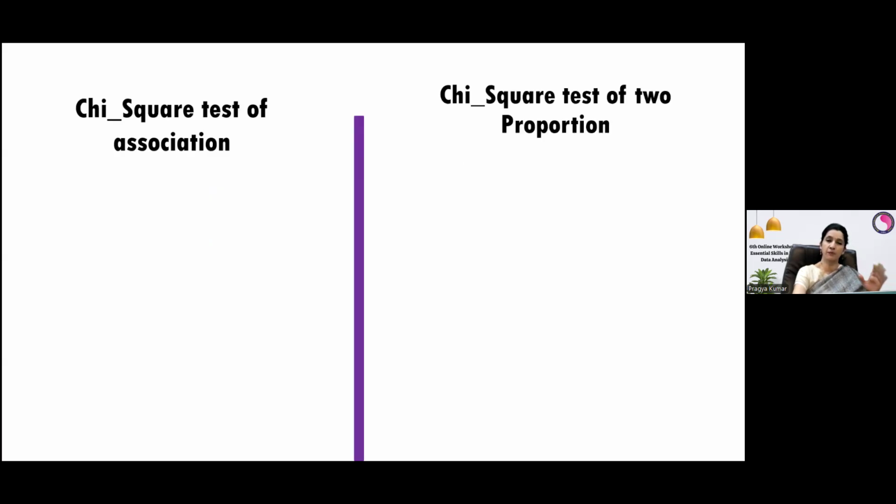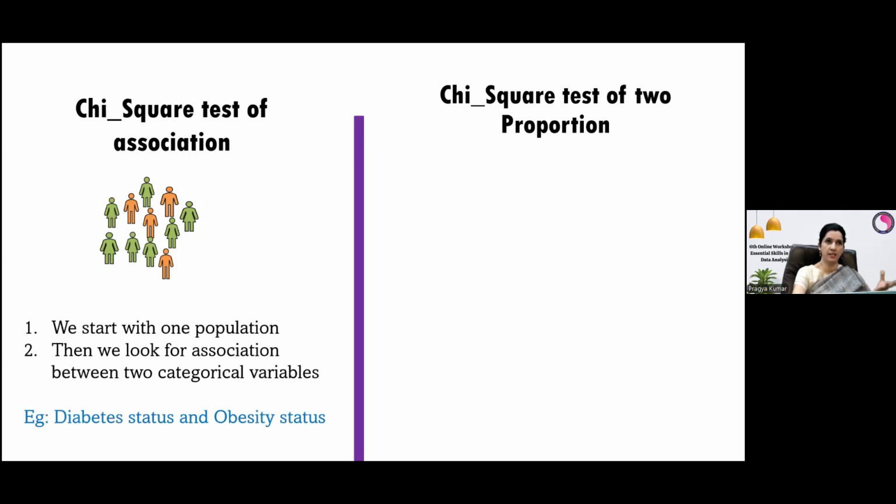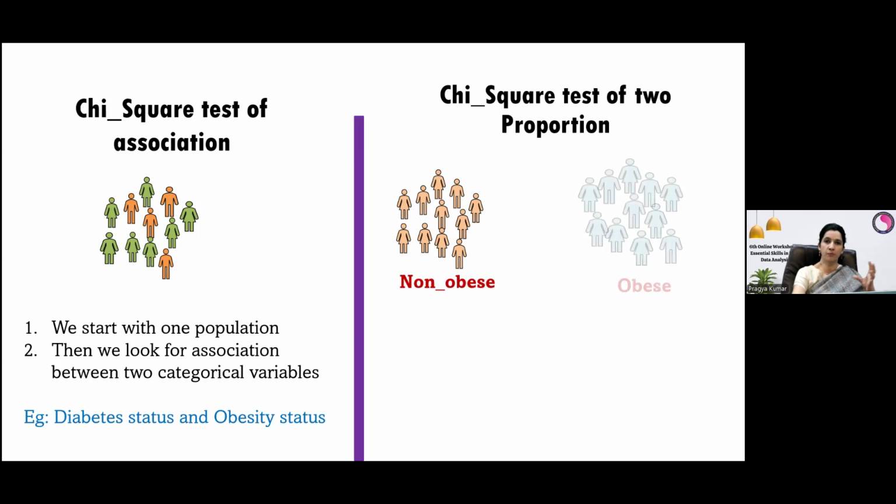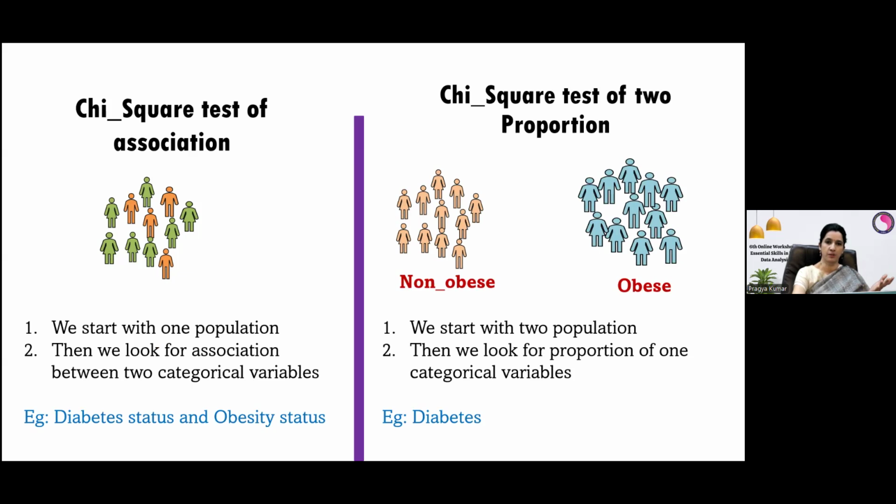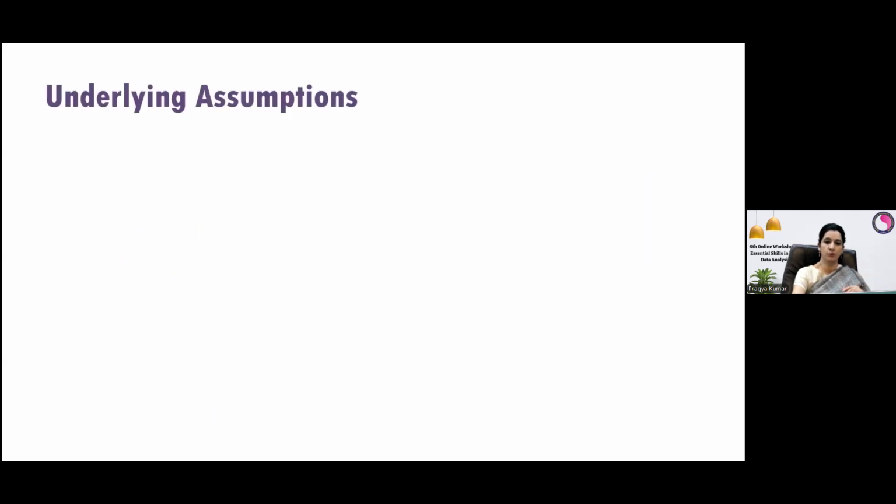So how is it different from the chi-square test of association? The most important characteristic is the sampling. So how do you do your chi-square test of association? You go to a group of people and you assess their diabetes status and you assess their obesity status. So you start with one population and then you see the association. In chi-square test of two proportion, you start with two different sets of population. So you recruit people who are non-obese and you recruit people who are obese. And then you see the proportion of diabetes in these two groups.